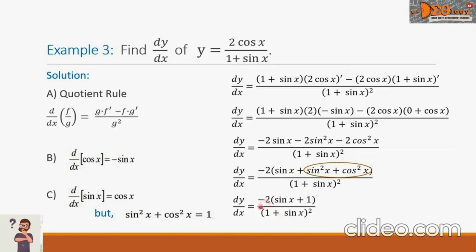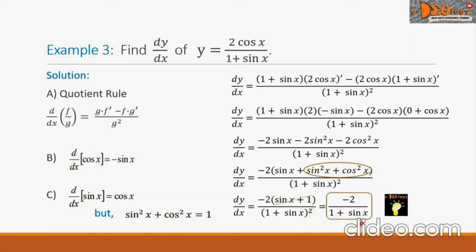So we have now negative 2 times the quantity sine x plus 1. Please observe also that this sine x plus 1 is the same with 1 plus sine x. So we can cancel this binomial in the numerator, and we will subtract 1 in the power of our denominator. So our answer now becomes negative 2 all over the quantity 1 plus sine x. This is our final answer.